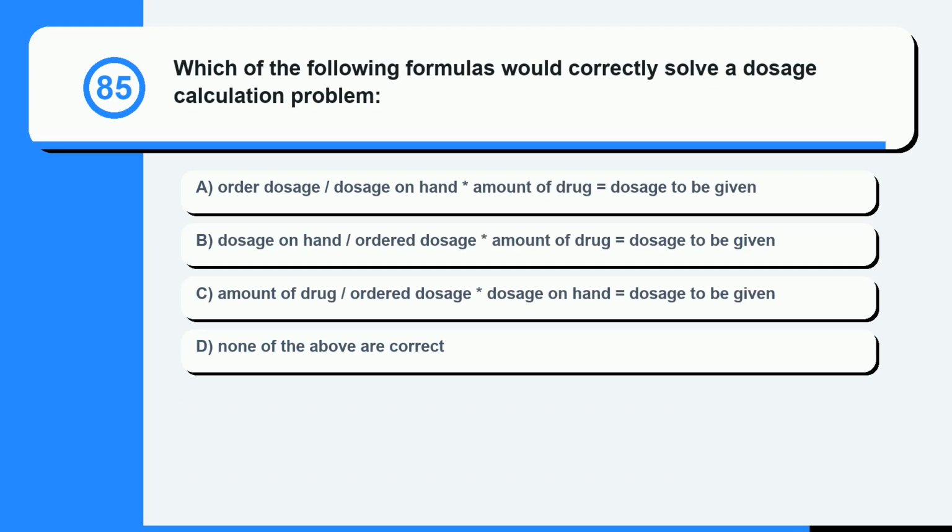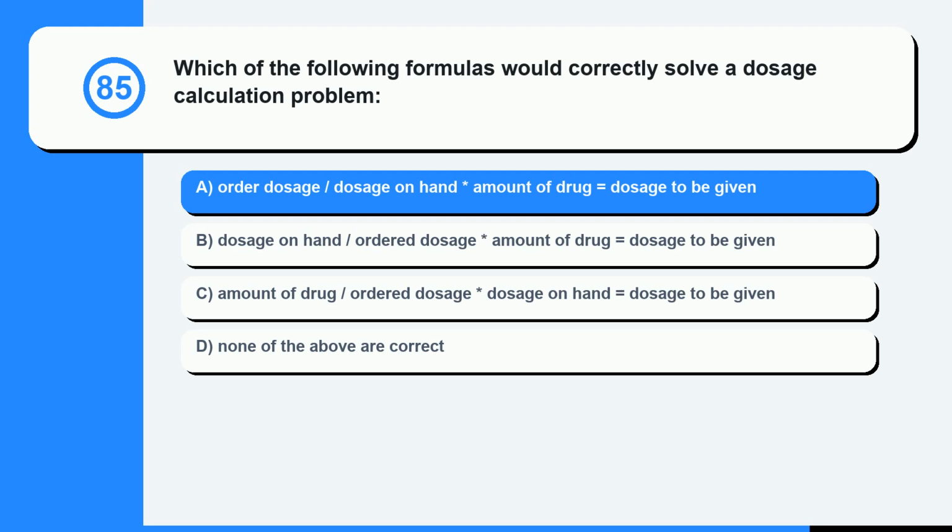Question 81. Which of the following medications would be given to treat vomiting? A. Cysteine, B. Acetaminophen, C. Lisinopril, or D. Promethazine? The correct answer is D. Promethazine. Promethazine, Phenergan, is an antihistamine and antiemetic used to prevent and treat nausea and vomiting related to certain conditions, like before/after surgery or motion sickness.